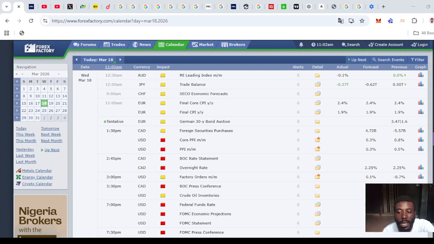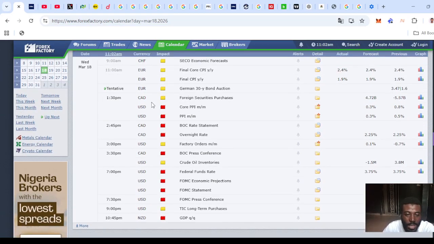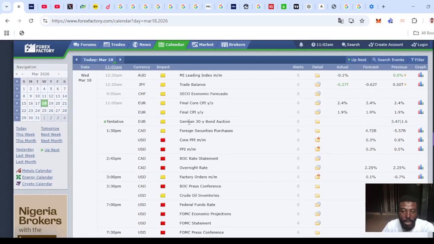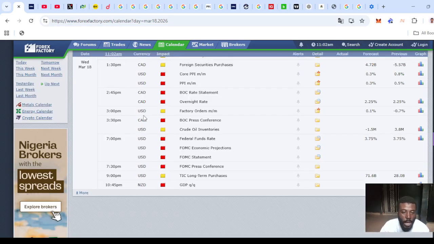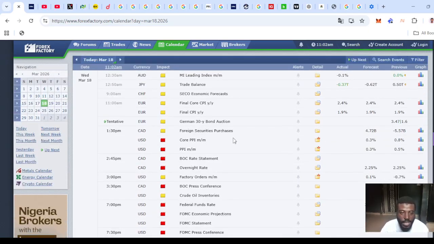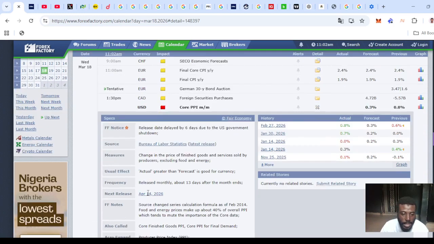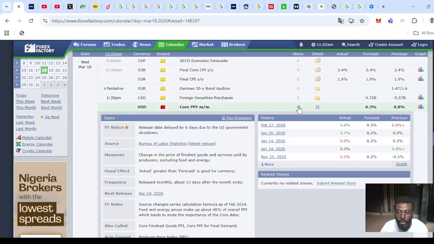But before we start, let's see maybe we have high impact news for fundamental analysis. This is called PPI, which is inflation. This is around 1:30, and this is USD. We know for Euro we don't have an opportunity. GBP there's no high impact news, but USD we have high impact news, around 1:30 and around 7 o'clock. Let's see what PPI is saying. Actual greater than the forecast is good for the currency.